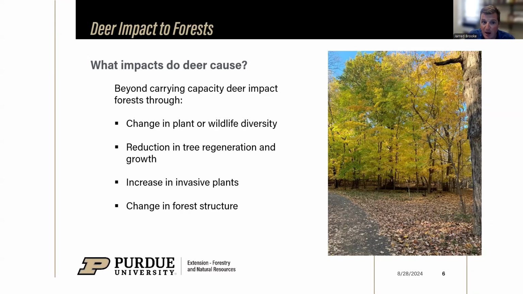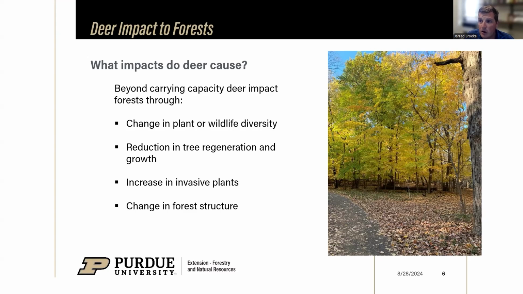The problems become when deer are beyond their carrying capacity. And this has kind of been a chronic issue, especially in the eastern United States, states like Pennsylvania, New York, and states like that, where they've had chronic overpopulations of deer for years and years and years. And here in the Midwest, we're not immune from it.